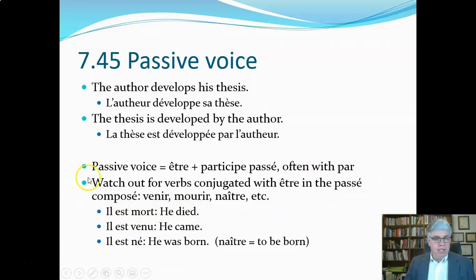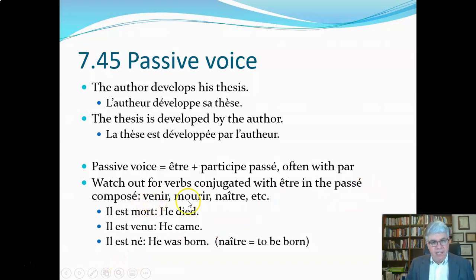So that's one of the best uses of the passive voice. Okay, so the passive voice in French and English is être, to be, with the past participle, often with par or by if we want to indicate who actually did the action. Now in French, you have to watch out for verbs conjugated with être in the passé composé. So there are two reasons why you can conjugate verbs with être in French: either because they're intransitive verbs of motion and you're putting them in the past tense, or because it's passive voice.